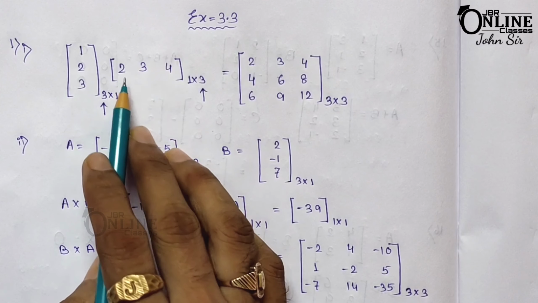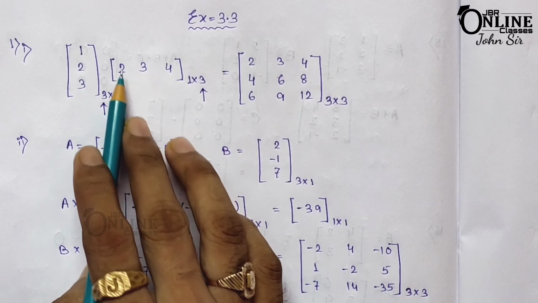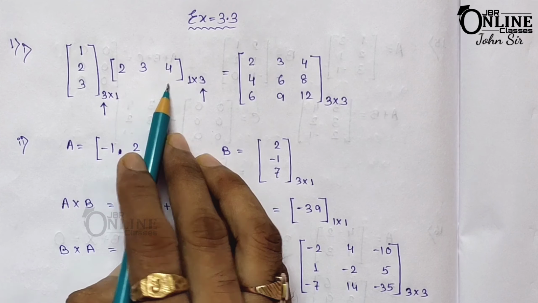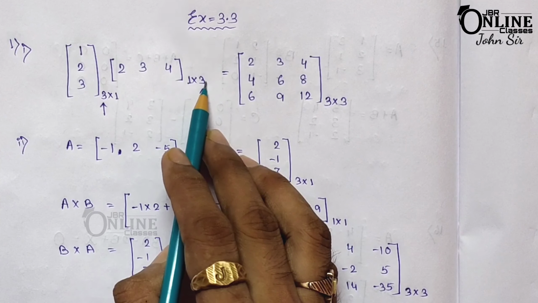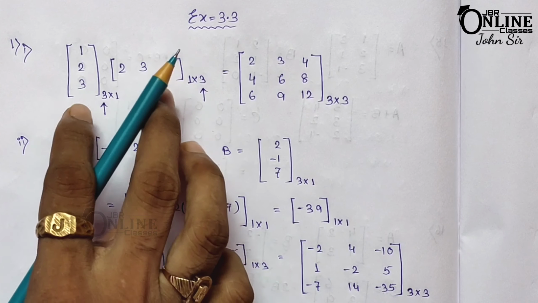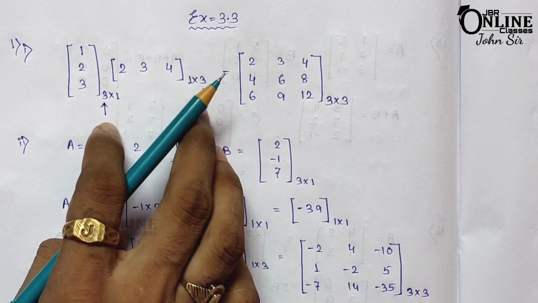Here the next matrix is 2, 3, 4. That means the number of rows equals 1, but the number of columns equals 3. First row, then column. So 1 cross 3 or 1 by 3. Now you have to multiply these two matrices and find the order of the product matrix.